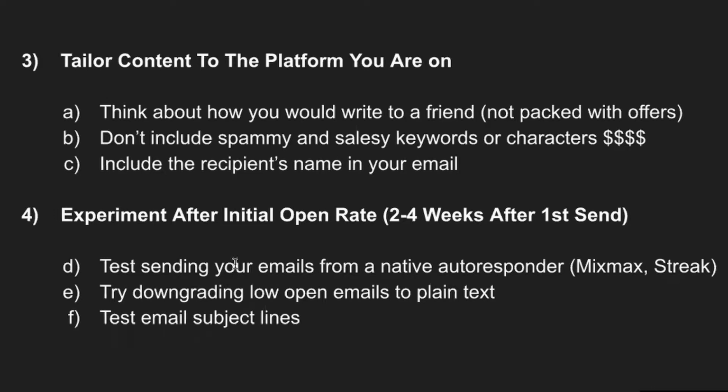So Mixmax and Streak are great examples. These are things that you can test and get some of those high deliverability rates that things like Gmail will have compared to some of the other commercial autoresponders, while also having it function like a commercial autoresponder. You want to be careful depending on what industry you're operating in because of legality issues with business emails coming from a non-business email address, but this is worth testing if it is applicable to your industry.